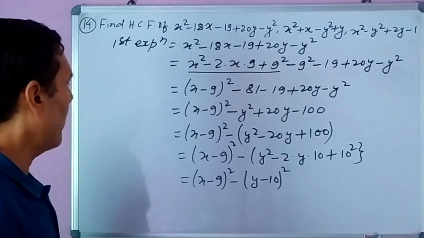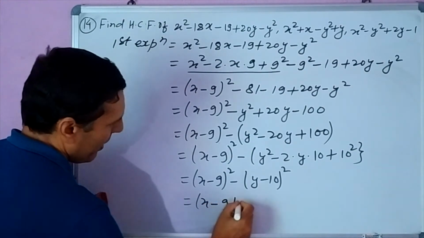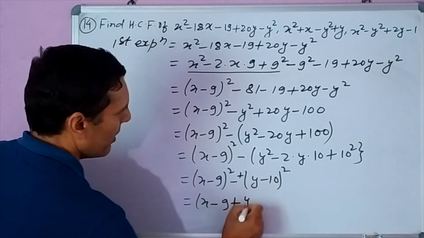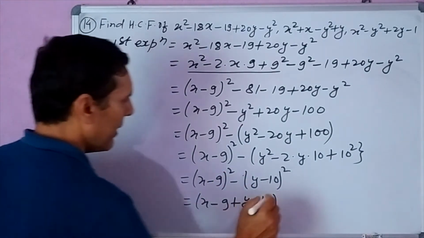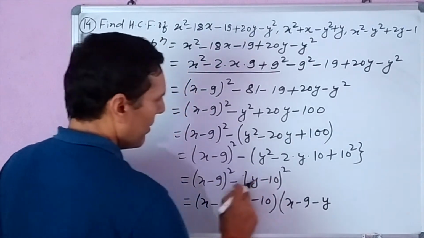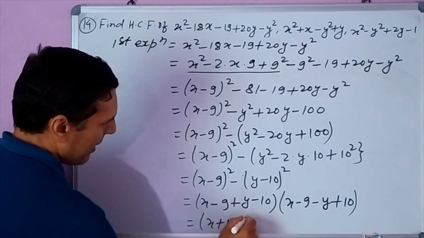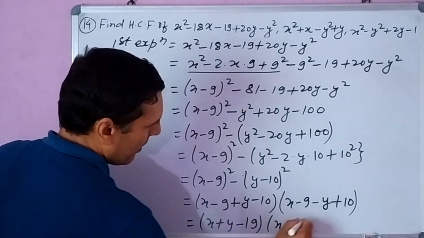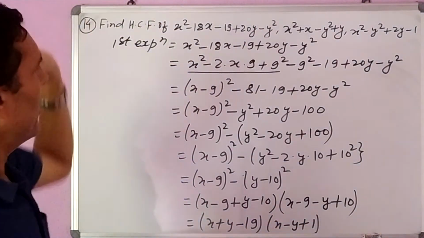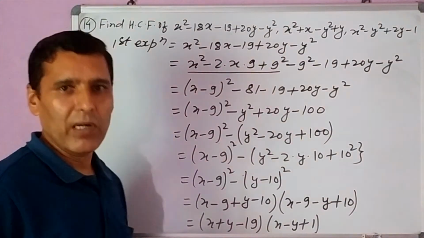Now finally we have the form a square minus b square. A plus b, a minus b. While writing a plus b, we open this bracket with plus. So it is plus y minus 10 as it is. And while writing a minus b, we open the bracket by minus y plus 10. So it is x plus y minus 19, x minus y plus 1. So these are the factors of this expression, x square minus 18x minus 19 plus 20y minus y square.